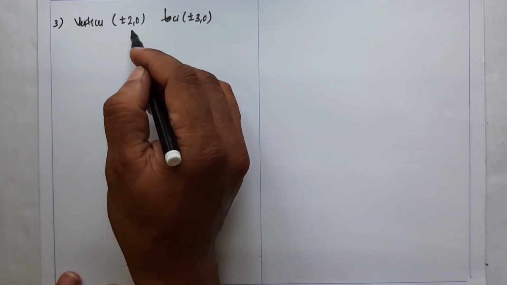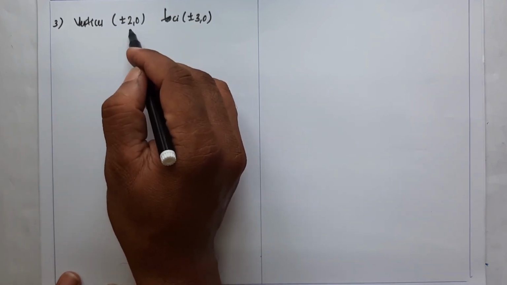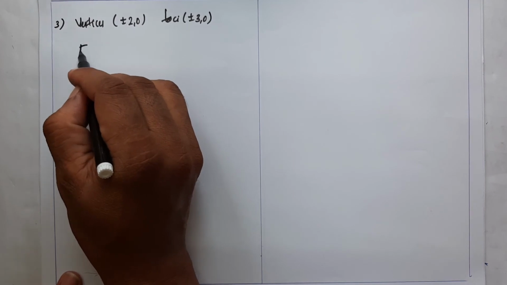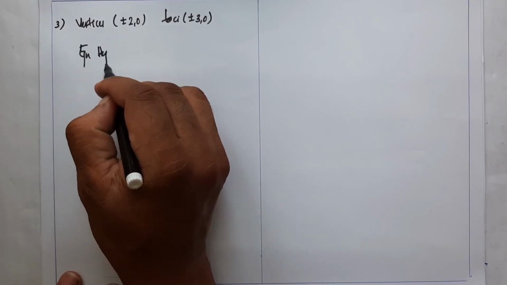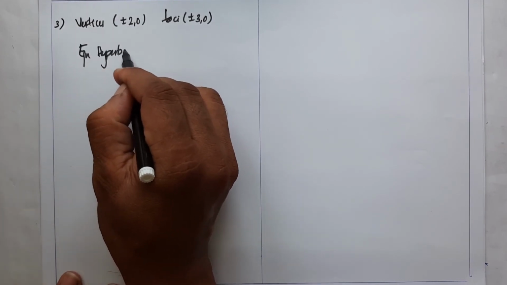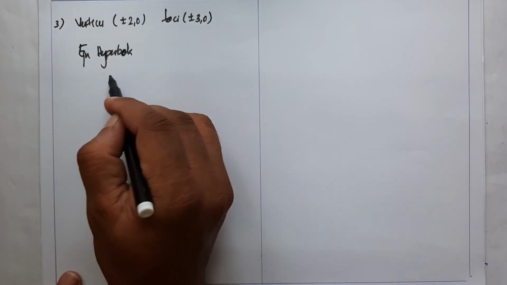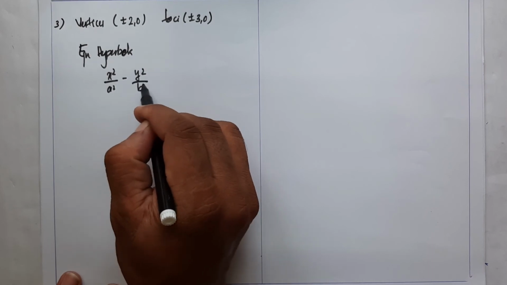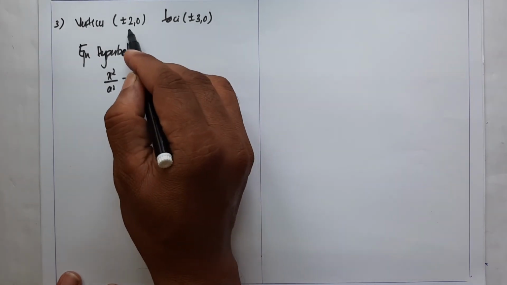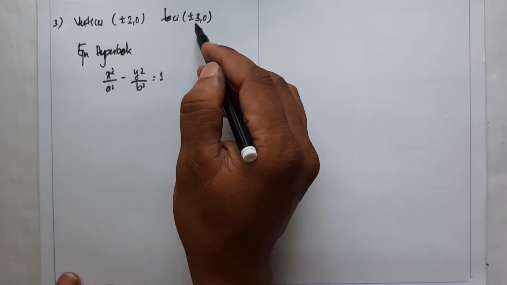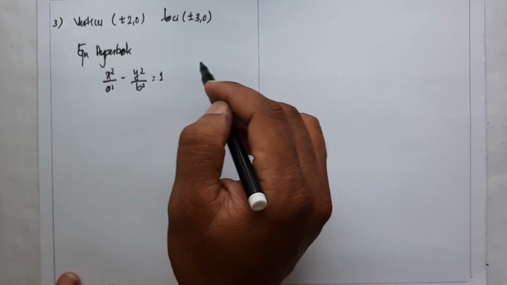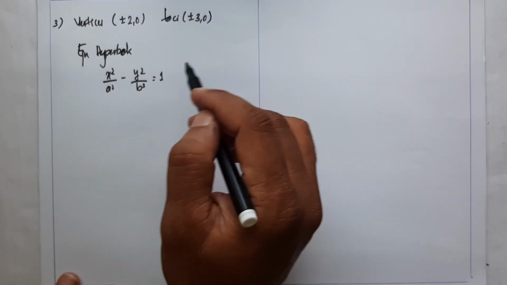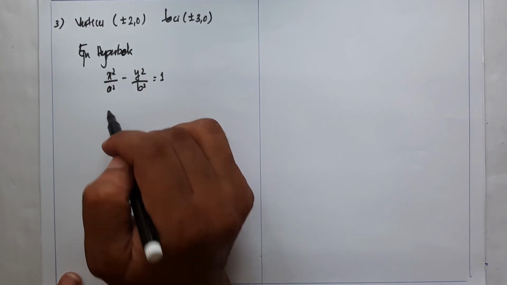Here, you know, the vertices are non-zero values on the x-axis, and therefore the equation of the hyperbola is x square divided by a square minus y square by b square is equal to 1. Because the non-zero values of the vertices and foci are x coordinates, the transverse axis is the x-axis, and therefore a square will be under x.